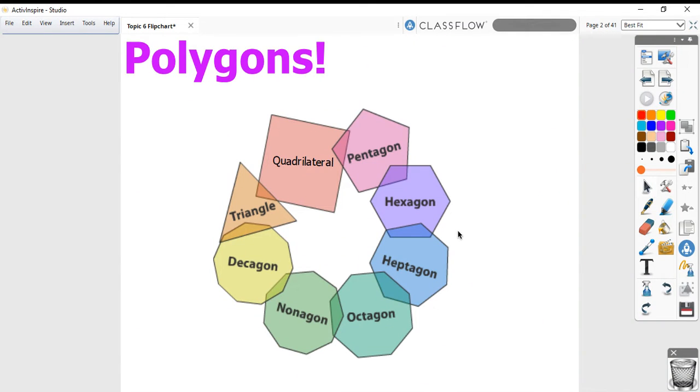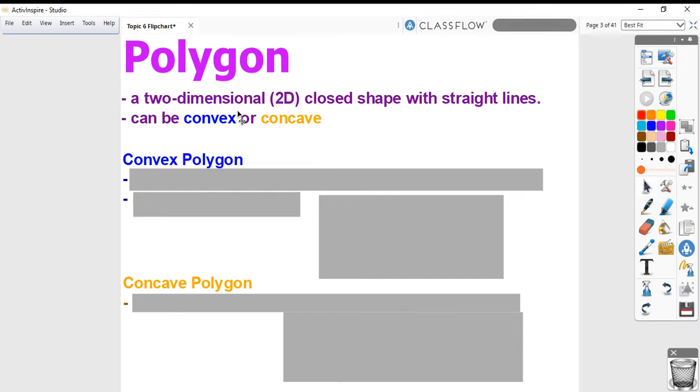All right, everybody, we're looking at the first section of our topic 6 notes that is talking about polygons. On the first page of those notes, we have the definition of what a polygon is. This page is just an example of what polygons could look like. It is a two-dimensional closed shape that's made out of straight lines. So that's important right there.